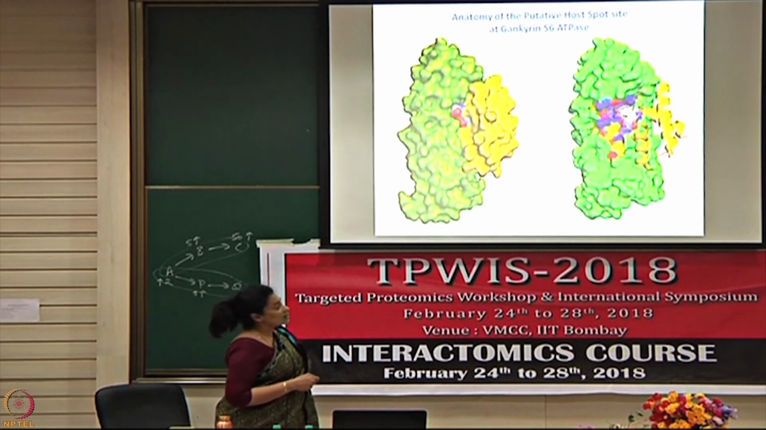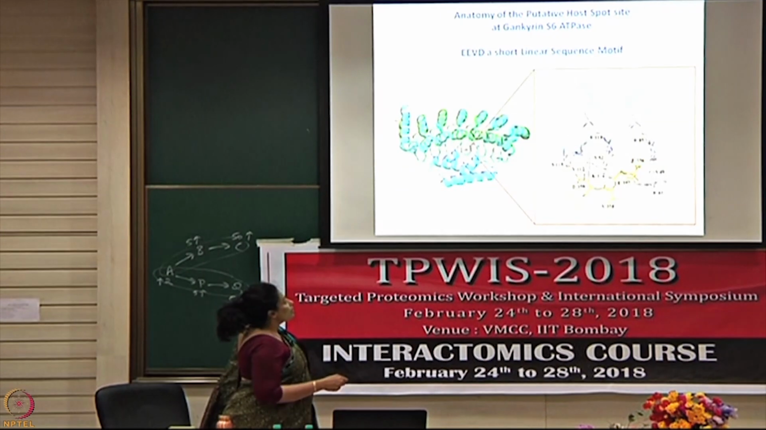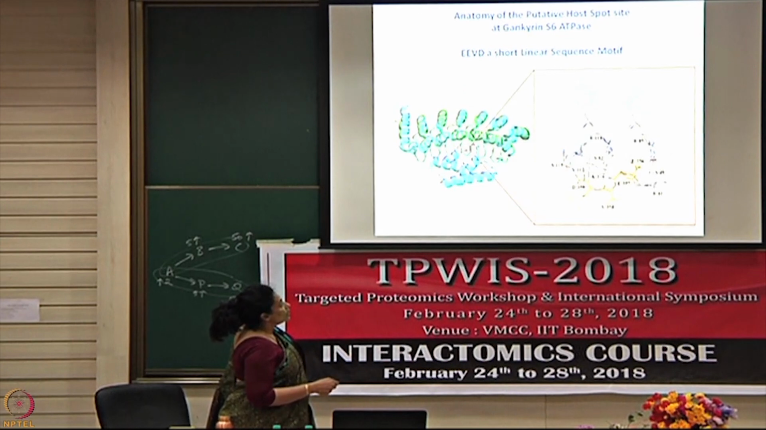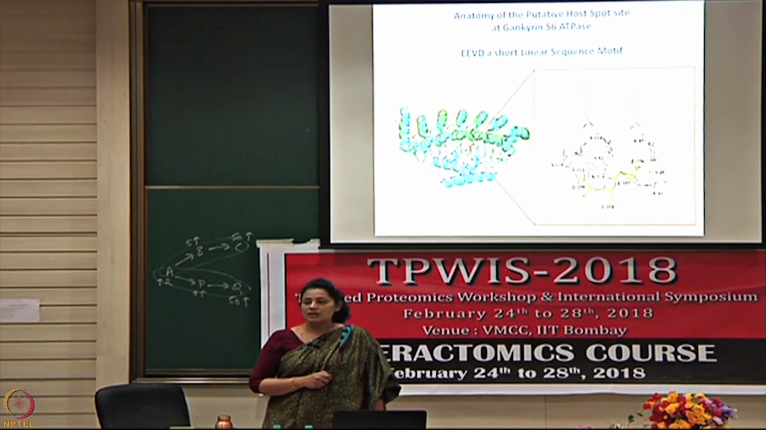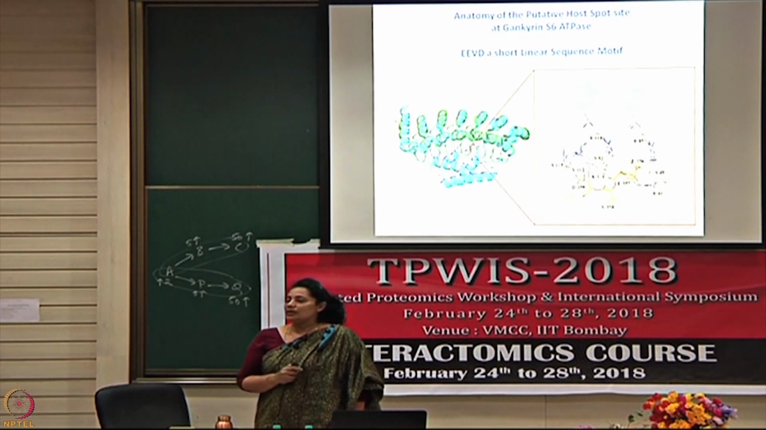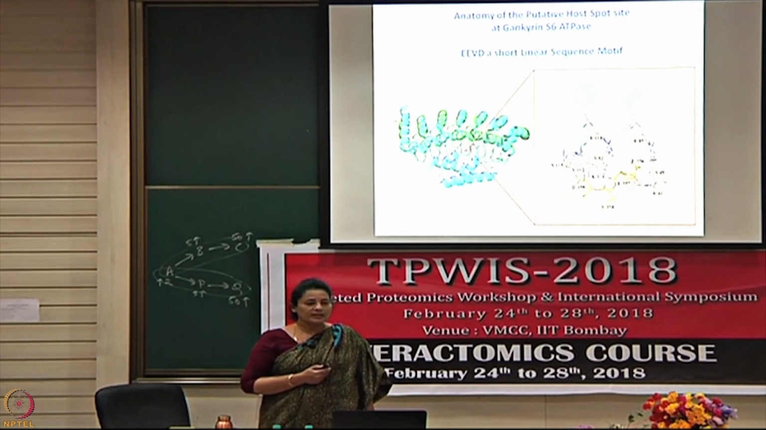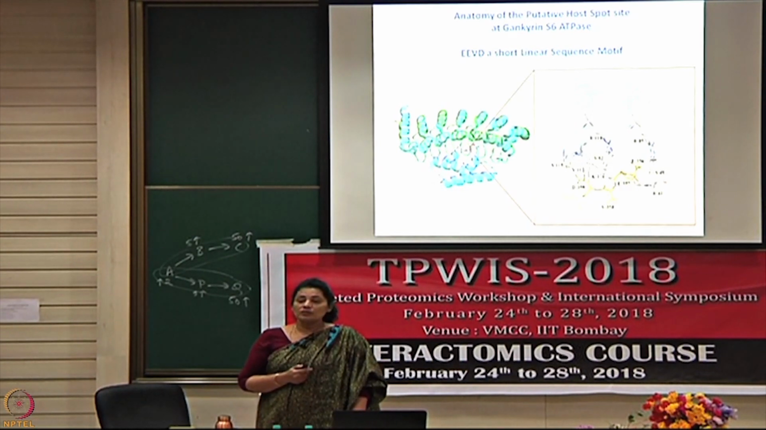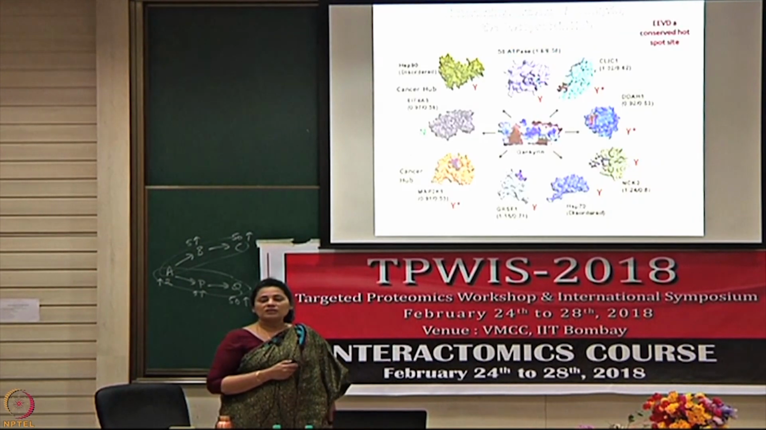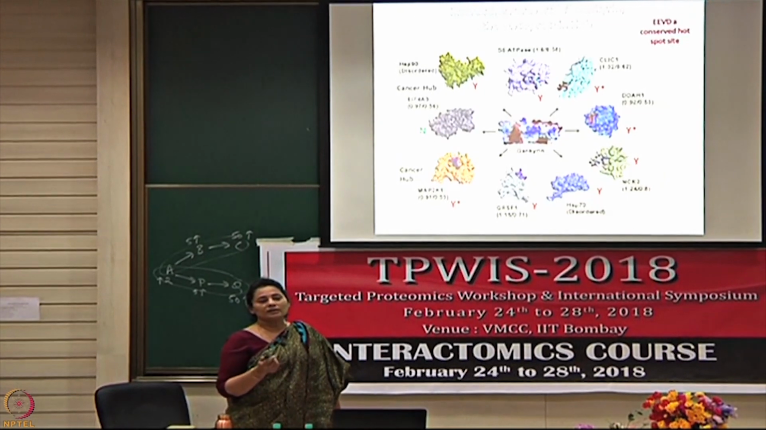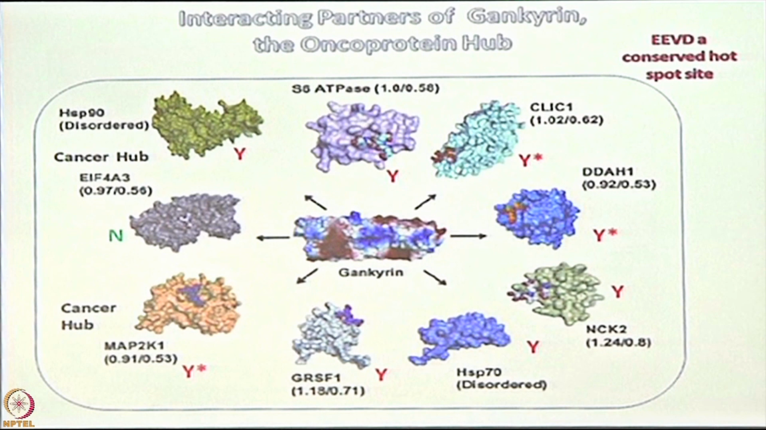We looked at the residues that are there, and we found that EEVD from the S6 ATPase protrudes into the gankyrin surface, and if there are proteins which have EEVD on their surface, they are likely to interact with gankyrin. That is the prediction, a bioinformatics prediction, and we had some 32 proteins for which the crystal structures were available. So we know that these are in accessible regions of the protein, and we tested 8 of them as to how many of them would interact.